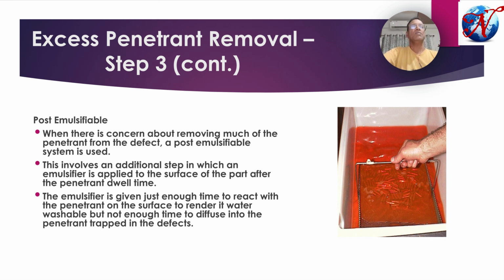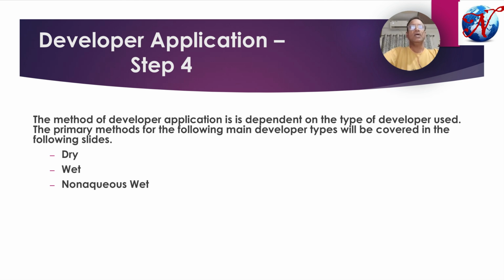So after the application of penetrant and the penetration dwell time, we apply the emulsifier. The emulsifier reacts with the excess penetrant on the surface, but no additional time is given, and then we spray water onto the inspection surface so that the excess penetrant is removed. After the removal of excess penetrant, we need to dry the entire inspection part, and after drying we apply the developer.